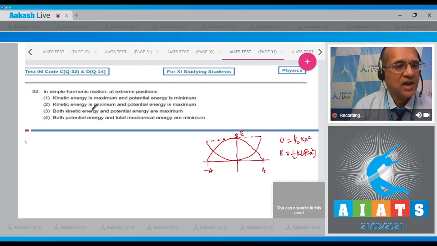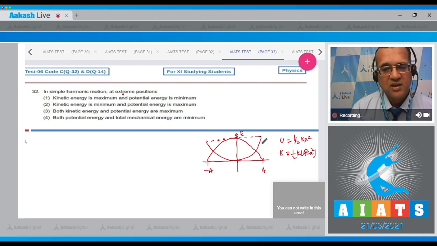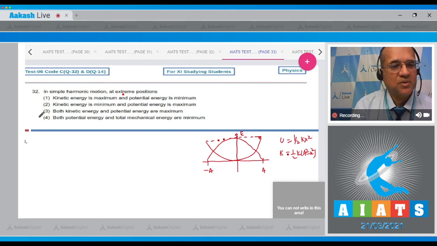Now what is required? The kinetic energy is maximum at the extreme position. At the extreme position, the potential energy is maximum and kinetic is minimum. So at the extreme point, the kinetic energy is minimum and potential energy is maximum. Therefore, the correct answer is option number 2.